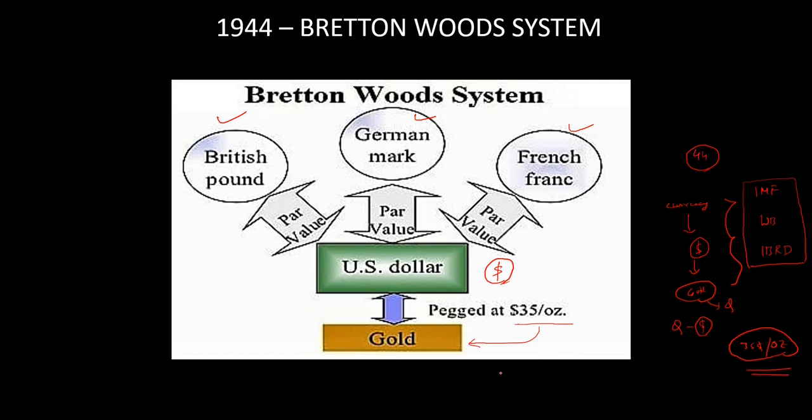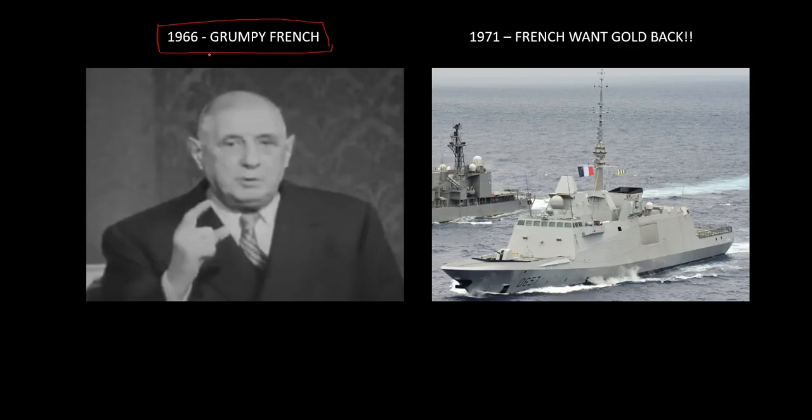And countries started to distrust the USA to maintain the value of their currency, because their currency was pegged to the dollar, whose value was pegged to gold. So in 1966, the French became worried about the value of their currency and they wanted to repatriate the gold. This word was around, but no steps were taken.